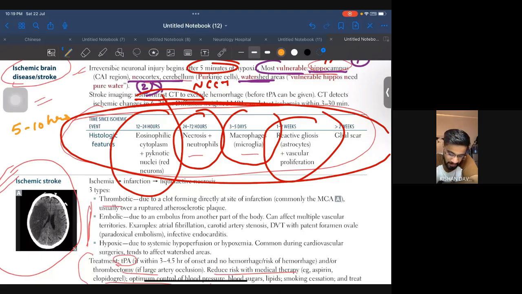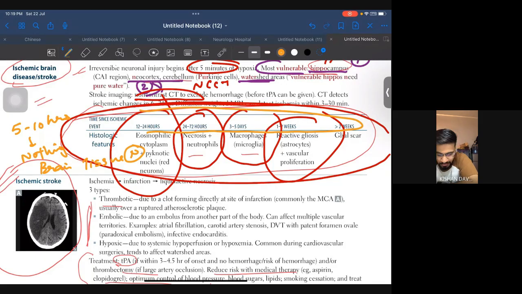Your answer will be nothing. Your answer will be the brain tissue is normal. Okay, they will confuse you. So if they are asking before 12 hours, if they are giving you before the 12 hours, say it is normal, and then the rest you can follow.